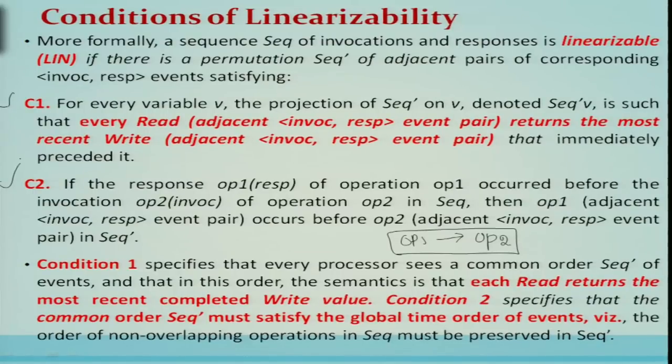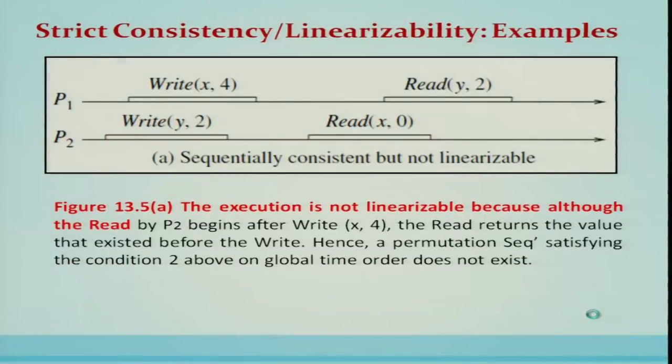and this has to be in reference to the global time frame. So condition 1 specifies that every processor sees a common order, sequence prime, of events in which the semantics is that a read returns the most recently completed write value. Condition 2 specifies that the common order must satisfy the global time order of events, that is, the order of non-overlapping operations in the sequence must be preserved.